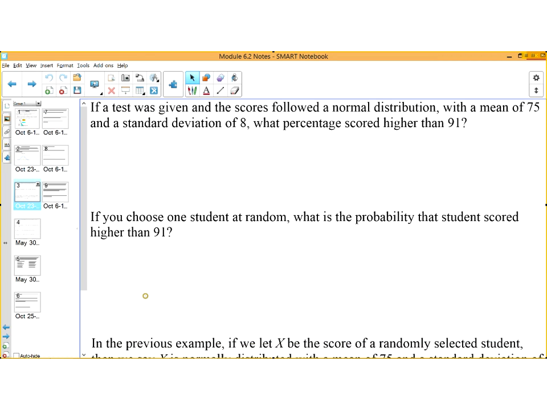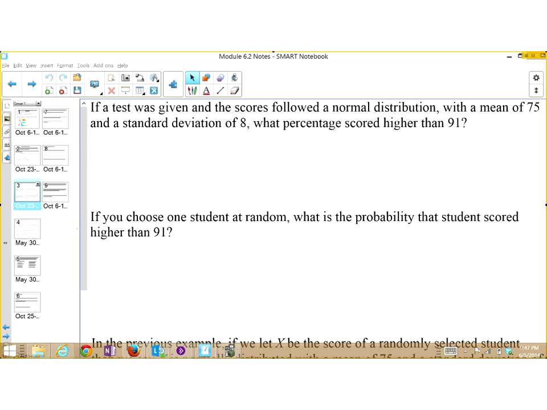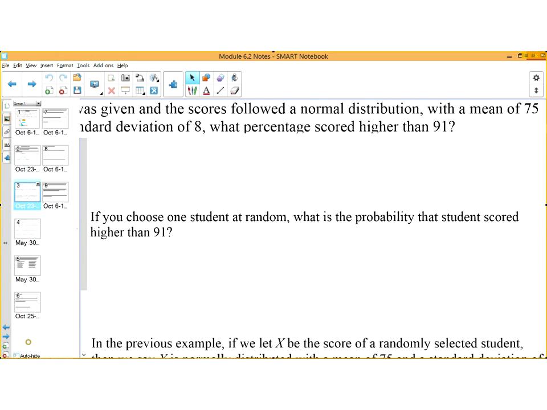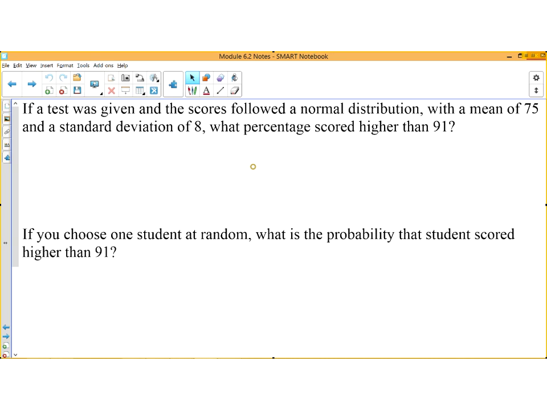All right, here we go. This will work. I'm trying to get it to hide the left tab here. Let's see if we can get to it without it. There we go. So it says, if a test was given and the scores followed a normal distribution with a mean of 75 and a standard deviation of 8, what percentage scored higher than 91?